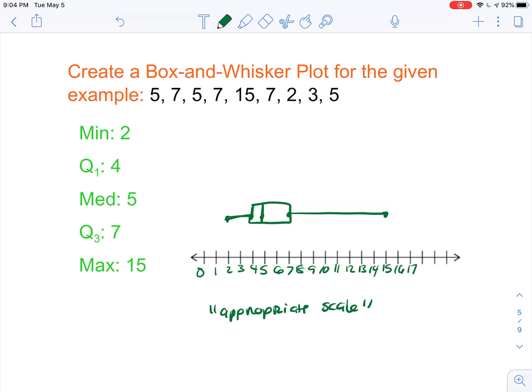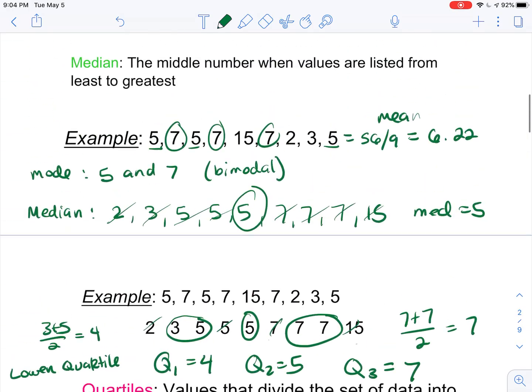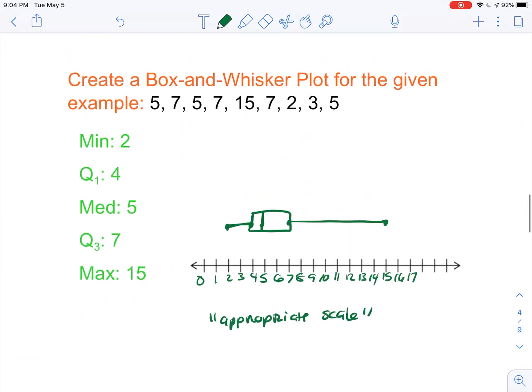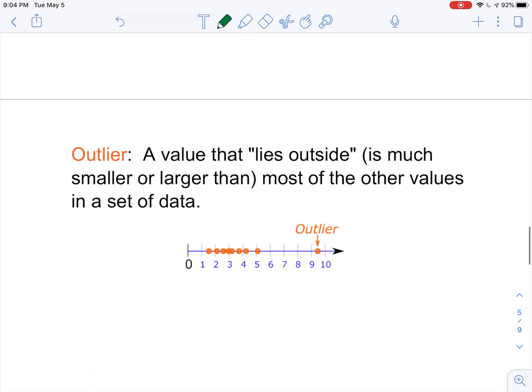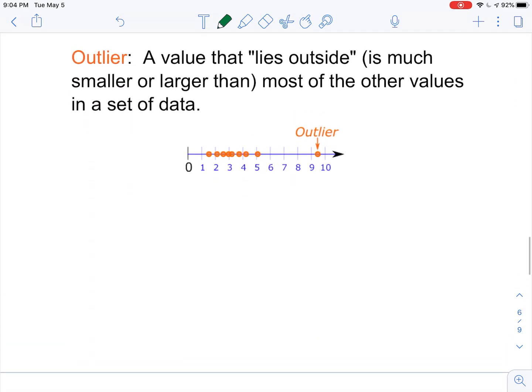So looking back at it, are there any values in this data set that don't necessarily belong? Well, we have 5, 5, 7, 2, 15. Oops, sorry. We have the number 15. 15 is not like the other numbers. It's quite a bit higher than the other numbers. And we have a vocabulary word for that, which is our outlier. An outlier is a value that lies outside, aka is much smaller or much larger than most of the other values.